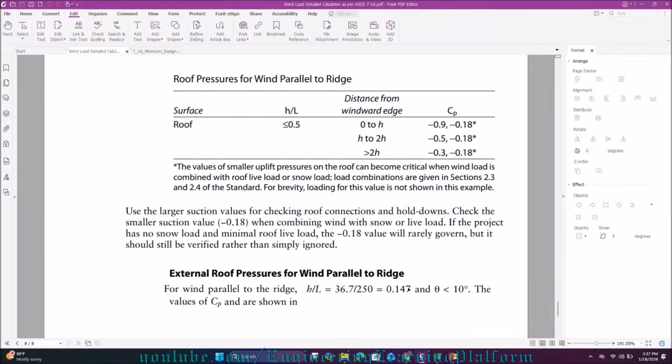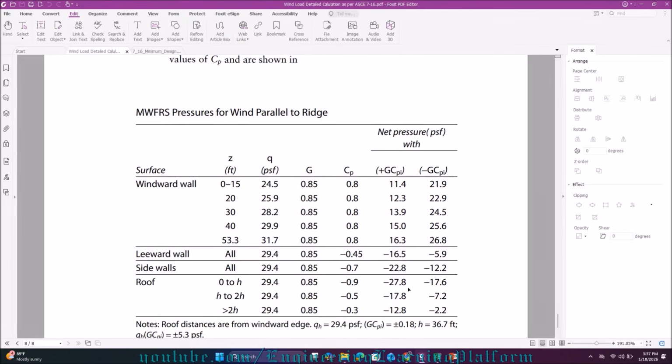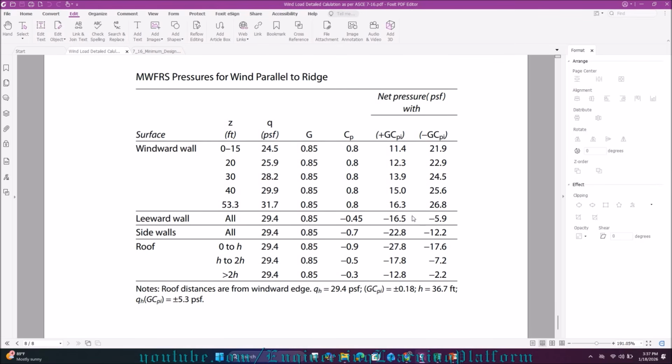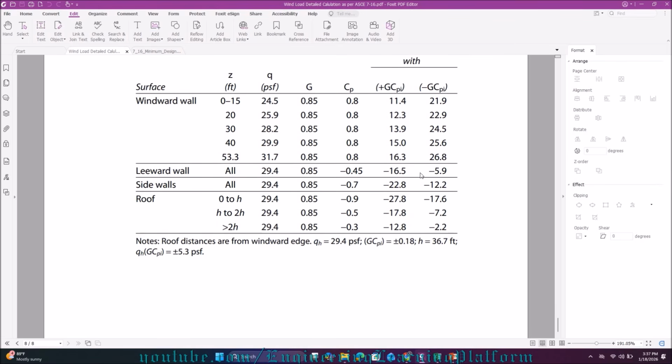Now let's come to when our wind is flowing parallel to ridge. Here you can see that when our wind is flowing parallel to ridge, we calculate up to 53.3 feet in a similar way. Then for the leeward wall, then side walls and roofs. Now here is a quite important thing that you need to know.